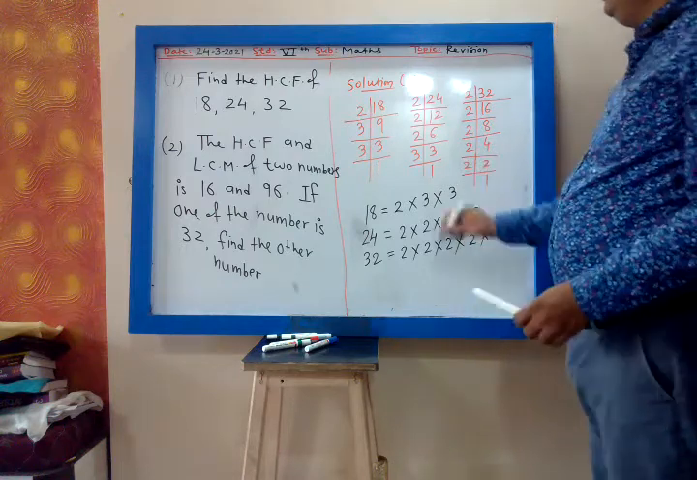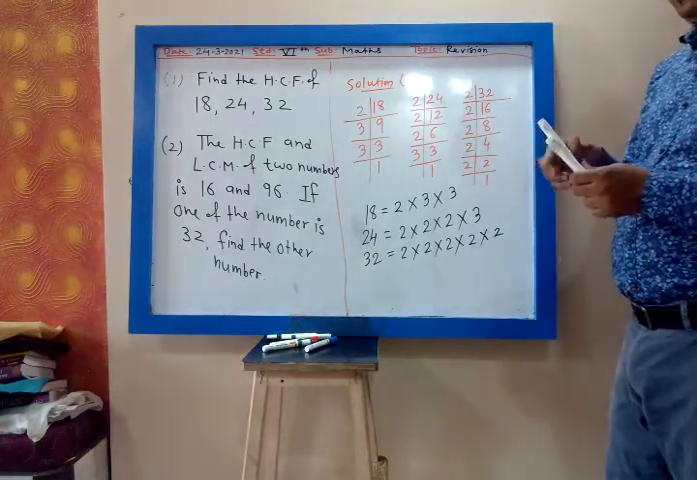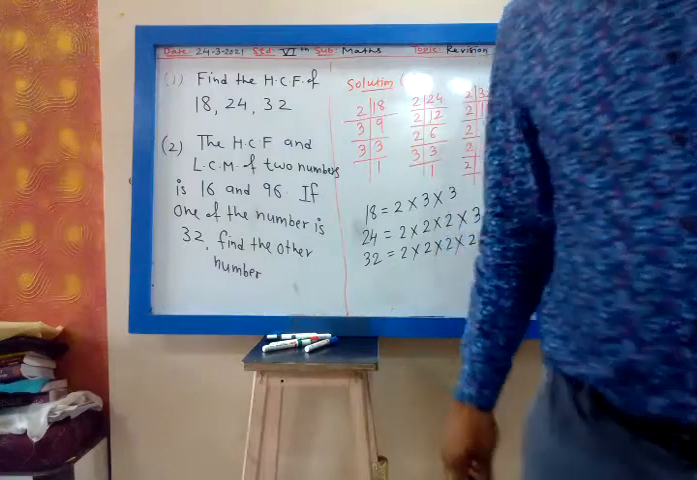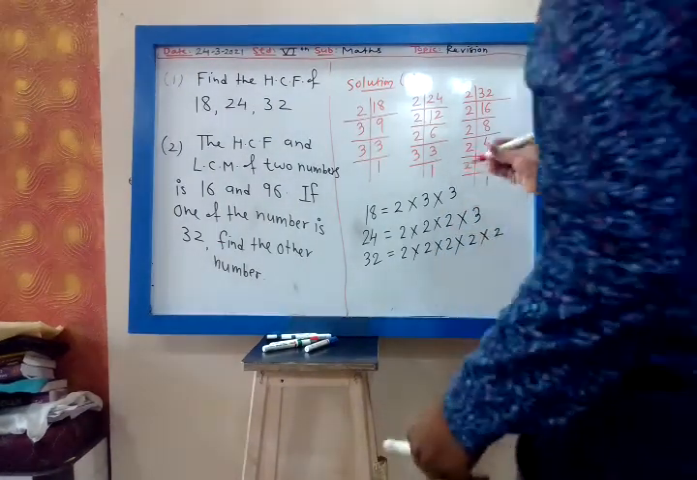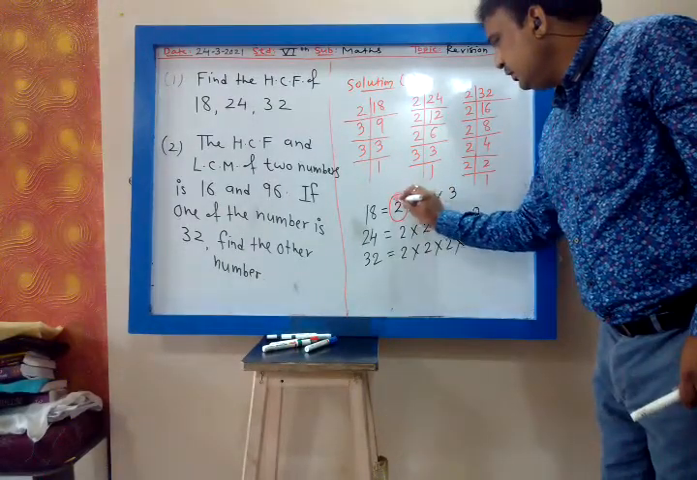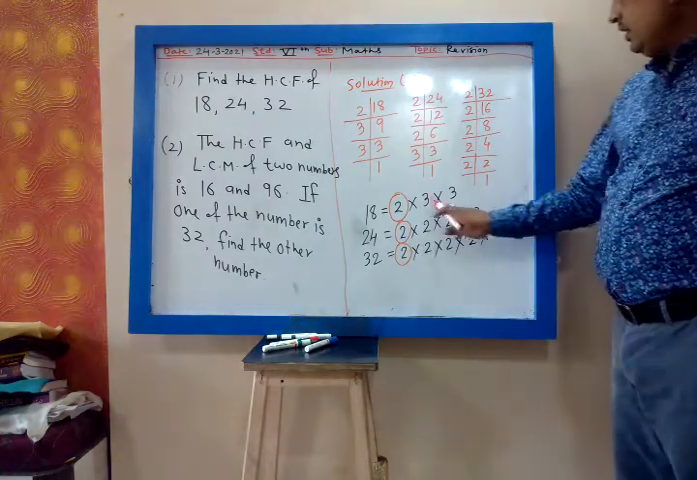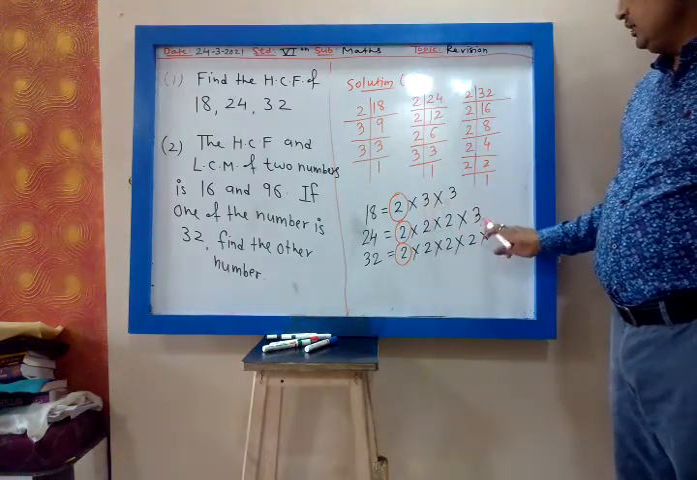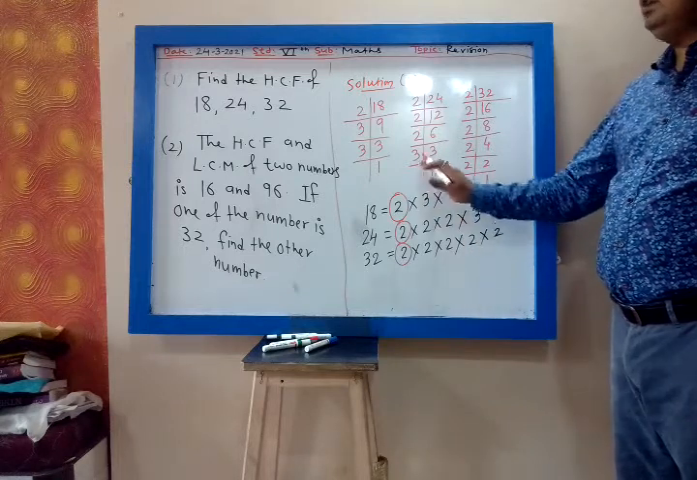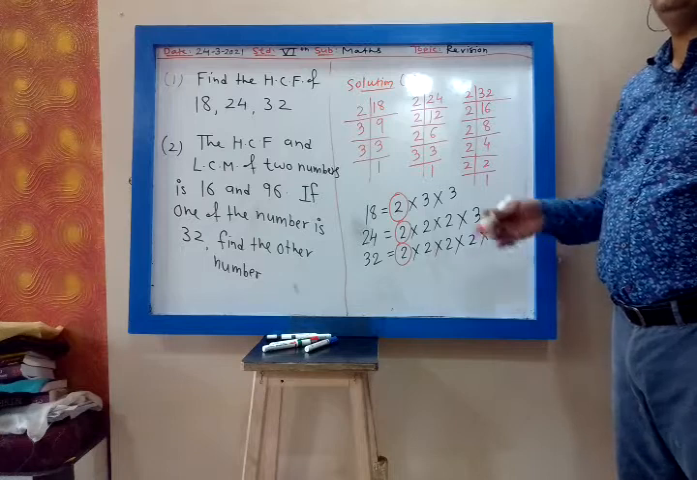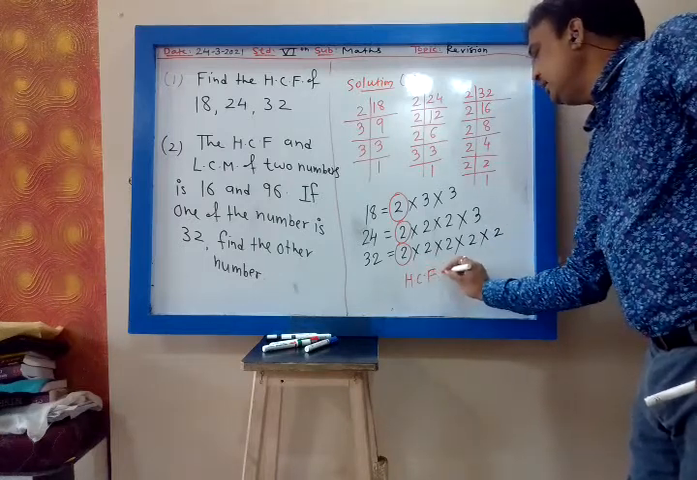Now among these three prime factorizations, which is the common number in all three? 2. 2 is common, 2 is common, 2 is common. 3 is there in these two, but 3 is not there in the other. So only 2 is common to all three factorizations. So my HCF is 2. Highest common factor is 2.